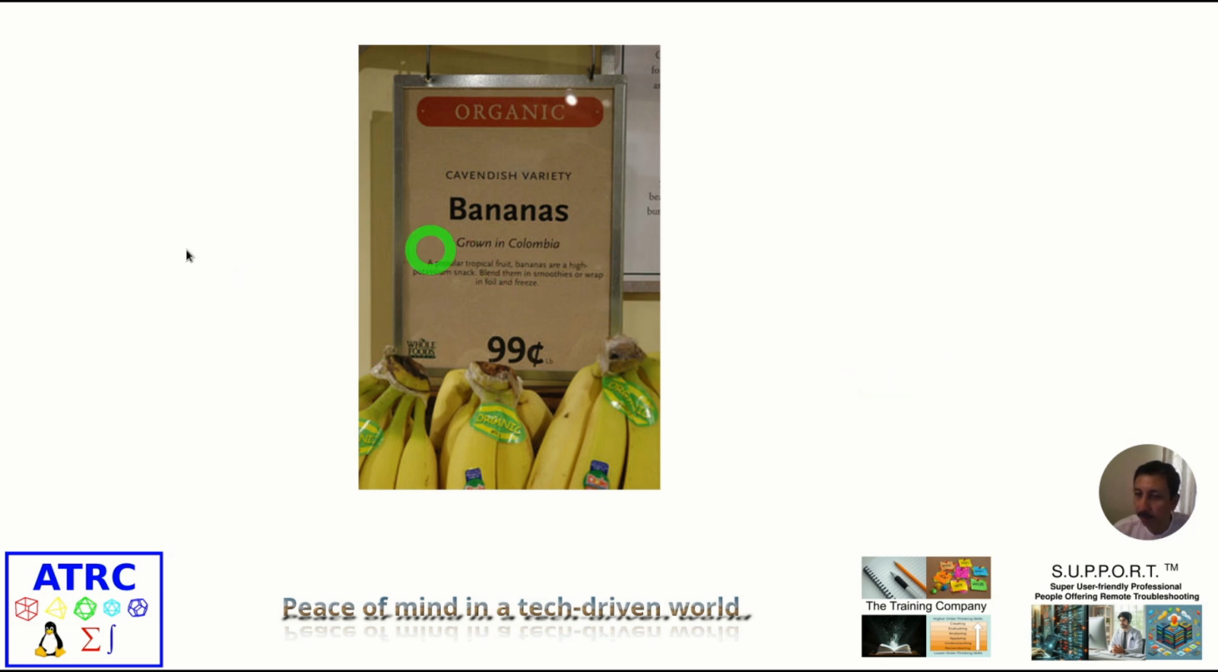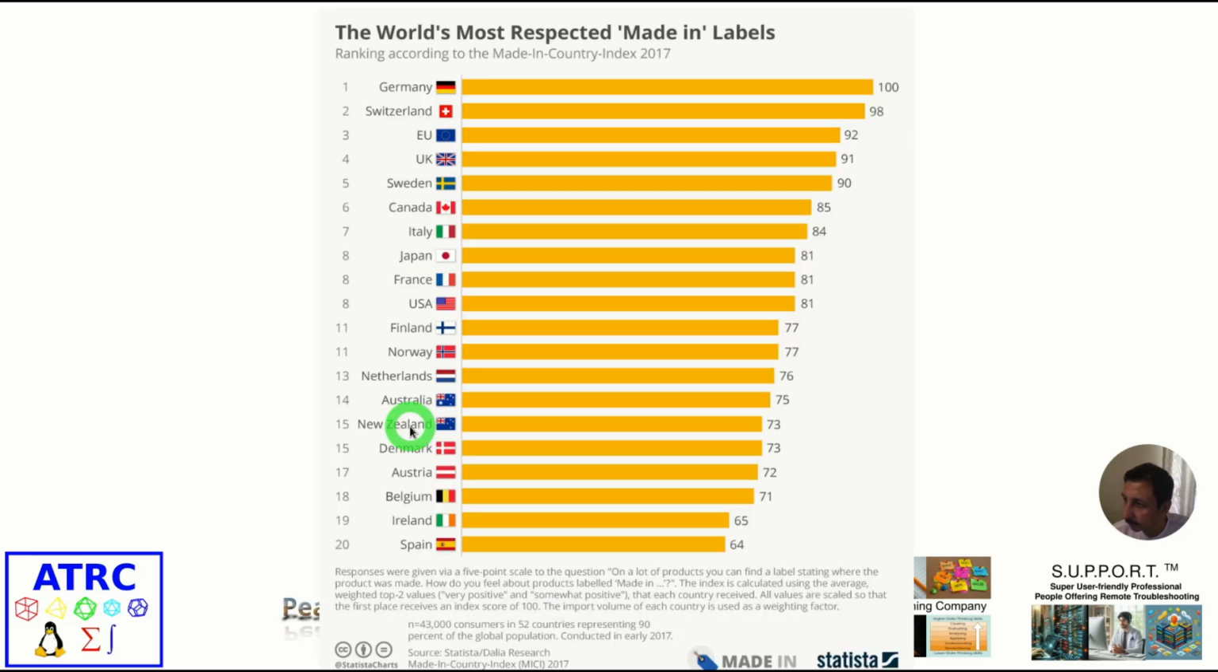Bananas grown in Colombia. Okay. And then, well, anyway, that's a banana, so nothing much has been done to it, so that's pretty good. Grown in Colombia, you know, it's 100% Colombian.